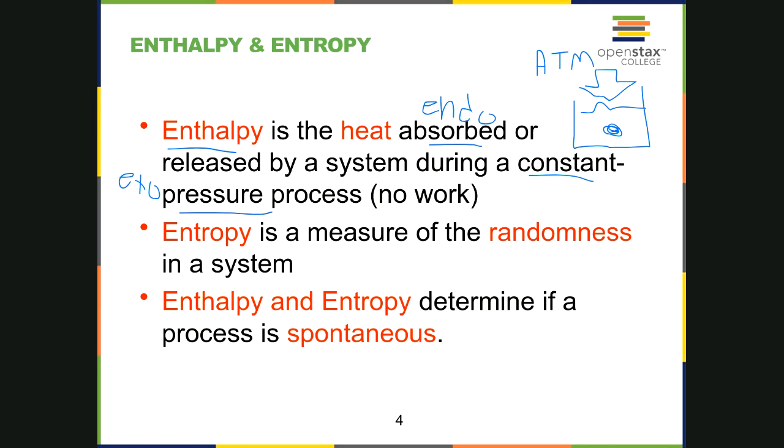Anyway, our new term is entropy. It's a measure of the randomness of a system. And the combination of enthalpy and entropy is going to determine whether a process spontaneously occurs or would require some sort of outside action to cause it to occur. But now back to the idea of entropy or randomness.